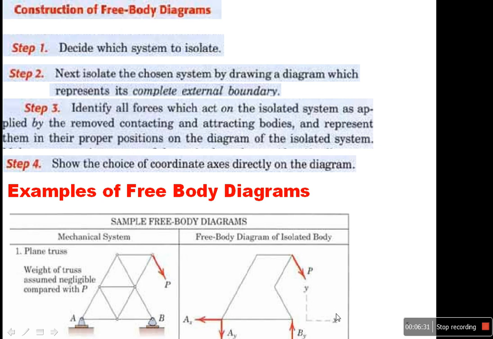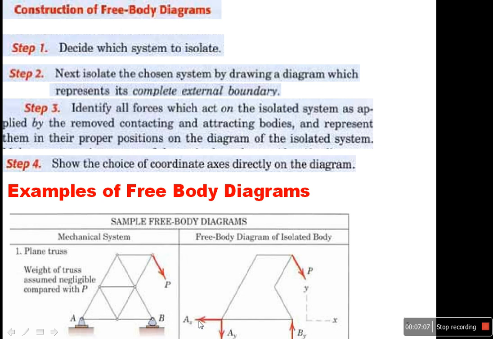Now you can see I need to identify the reference axes, or let's say the coordinates. This Ax means this is the force or the reaction in the x-axis, and this one is in the direction of y. And the roller, as we know, has just one force, and this force is perpendicular to the surface, towards the y direction.